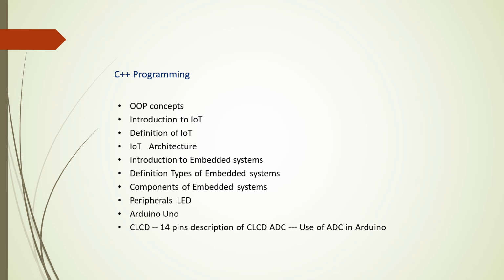And also we learned about C++ programming based on OOPS concepts, and also the introduction of IoT, definition of IoT, how the architecture of IoT is there, and introduction to embedded systems, definition and the types of embedded systems, components of embedded systems, peripherals such as LED, LDR, etc., Arduino Uno board, CLCD, that is a 14-pin description of CLCD, ADC, and the use of ADC in Arduino.